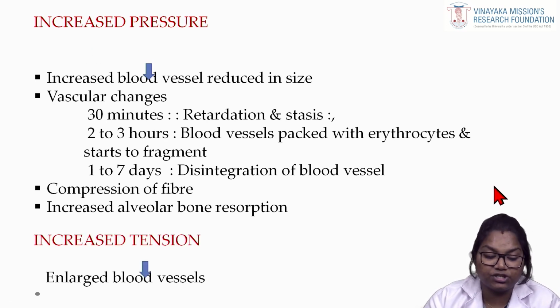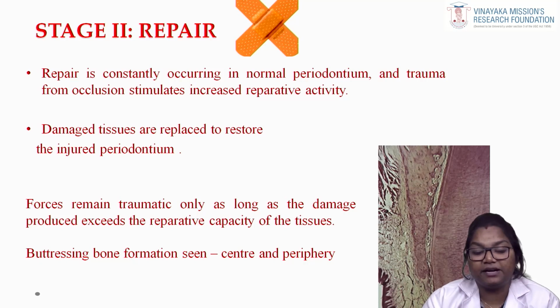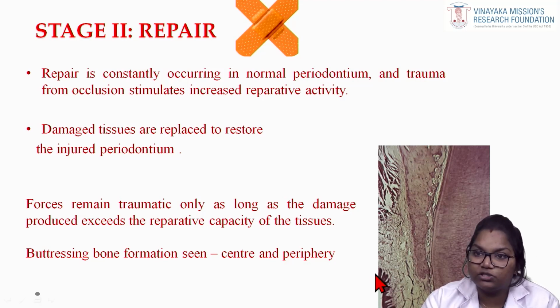Next, in increased tension, we have enlarged blood vessels. Stage 2 is your repair stage. Repair is constantly occurring in normal periodontium, and the trauma from occlusion stimulates increased reparative activity. So the damaged tissues are replaced, restoring the injured periodontium. The forces remain traumatic only as long as the damage produced exceeds the reparative capacity of the tissues. So in the repair stage, whenever there is an injury, the tissue tries to overcome it by enhancing its capacity.